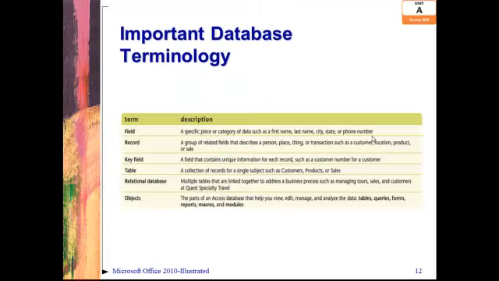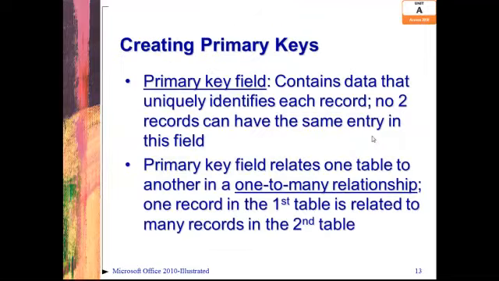Terminology. Field: a specific piece or category of data, usually something like last name, first name, city, state, and phone number. We go down to records, and there the record is going to contain unique information, such as the customer's number. A lot of times in businesses, we're going to have a customer's number based upon their social security number if you walk into a hospital. Okay, let me move on.